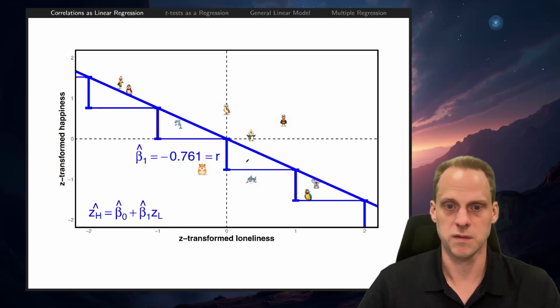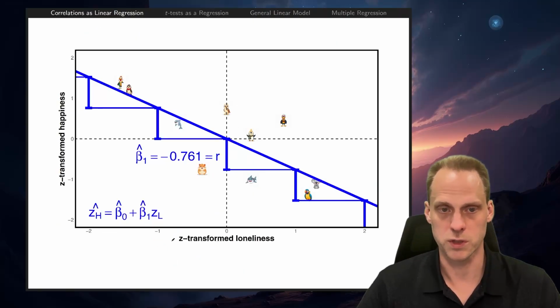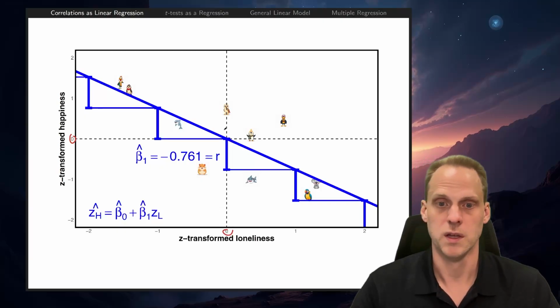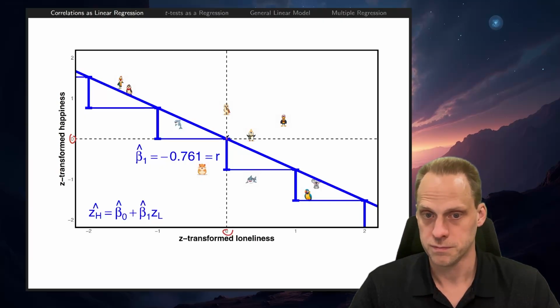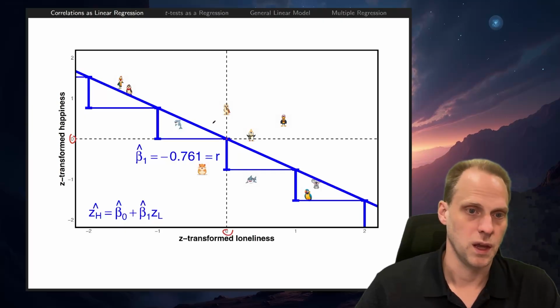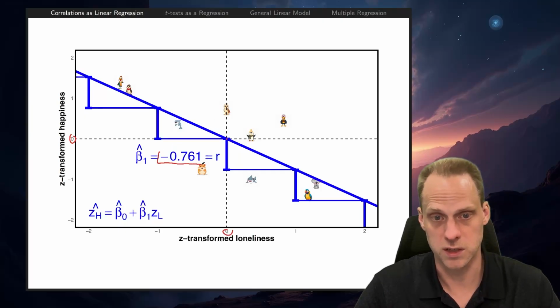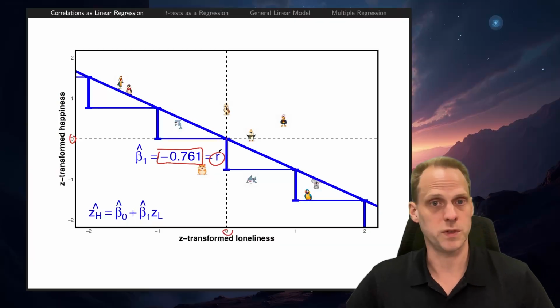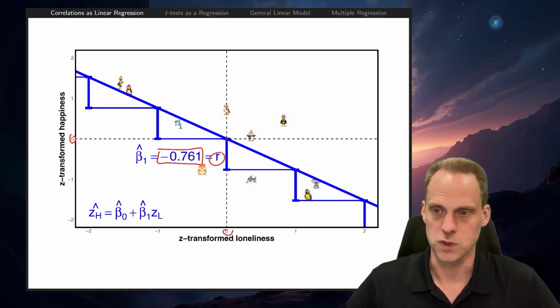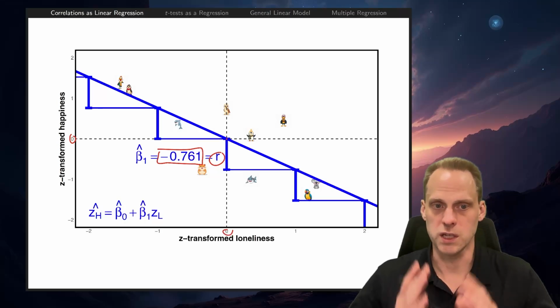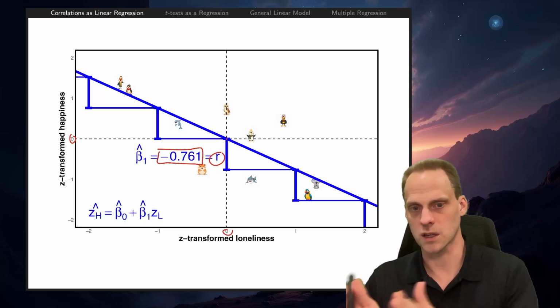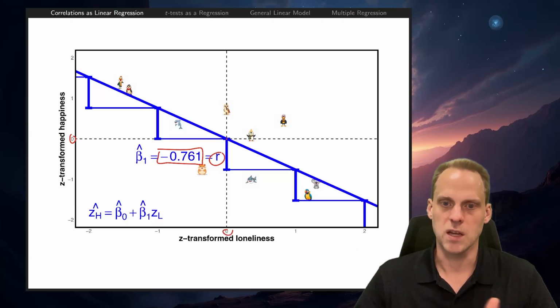So in this case here, I z-transformed all these scores. So the mean is 0 for both, because that's what happens after you z-transform. The line will go to 0 here. And the slope of this line, in this case minus 0.761, equals this correlation coefficient, which is really cool. Right? It shows that this correlation coefficient and this linear regression analysis are actually giving us the same result. They're telling us the same thing.